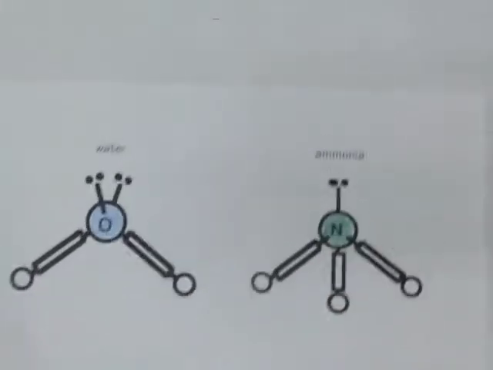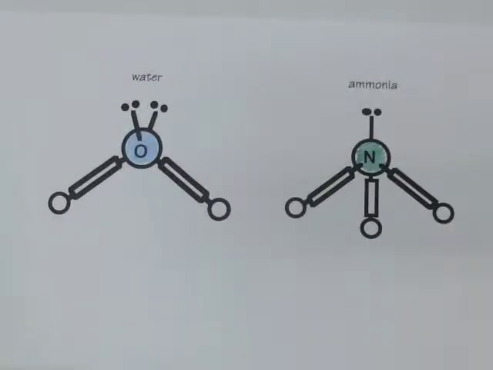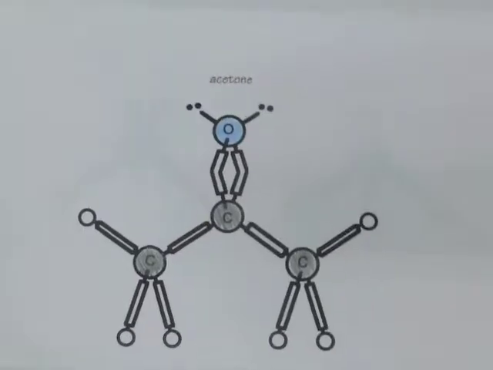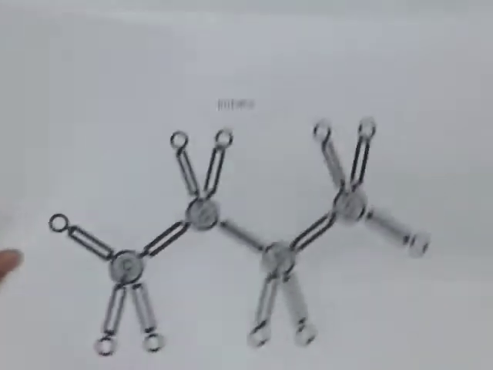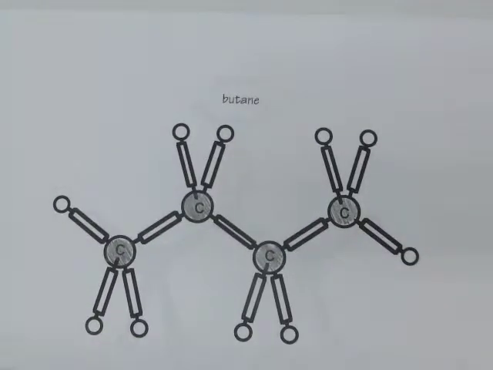What you can try to do yourself is find the symmetry and polarity, or symmetry and dipole, in molecules like water and ammonia, or acetone, or butane. Try drawing those yourself and then come back and check and see how you did. Go ahead and turn off the tape now, try it yourself, and then check your answers.